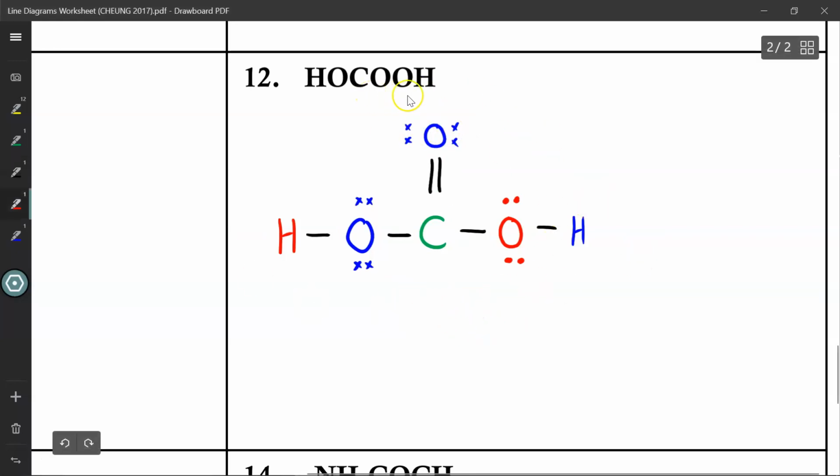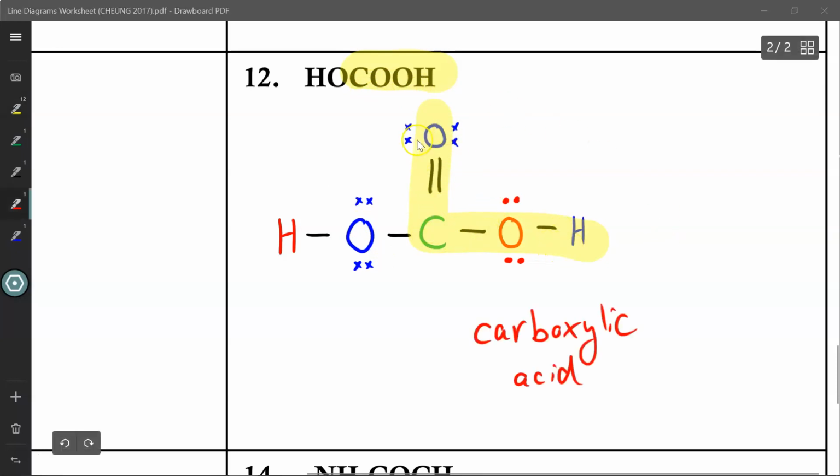Now this is another trick you've just learned. In general, whenever you see a COOH in your chemical formula, this is usually what it means. A C double bond O with an OH. And this pattern actually has a name. It's a functional group called a carboxylic acid. But you'll learn more about that one in grade 12 chemistry.